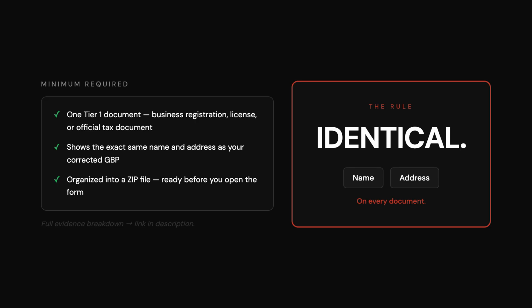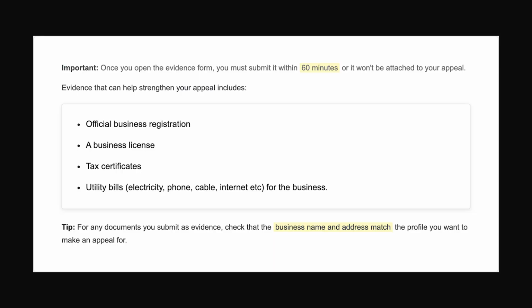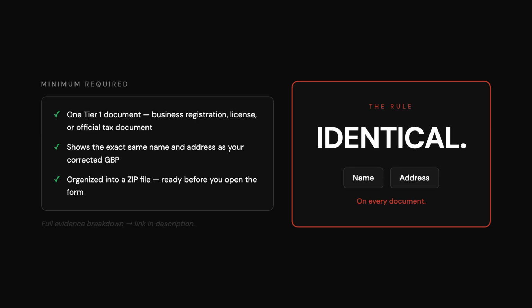Before opening the appeals tool, you need to have your evidence ready to upload. And that's very important. Before you even start appealing, you need to have all your documents and evidence ready in a folder or in a zip file or on a drive. At minimum, one tier 1 document like the business registration, the license or official tax document showing the exact same name and address as your corrected GBP. Everything organized in a file, everything aligned, nothing inconsistent.